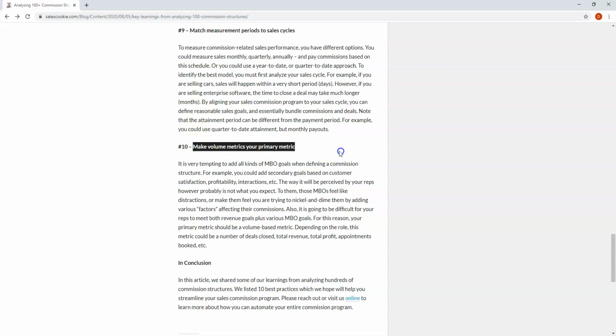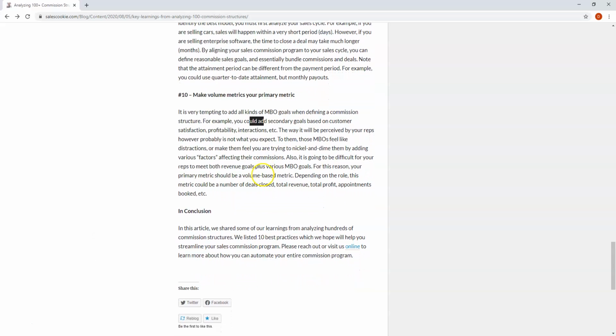Last but not least, make volume metrics your primary metric. So it's very tempting for a lot of companies to throw in some MBOs, but what it feels like to your reps is really confusing, or that you're trying to nickel and dime them, or that these are distractions. So your primary metric really should be a volume-based metric. Depending on the role, this could be number of deals closed, total revenue, total profit, appointments booked, and so forth.